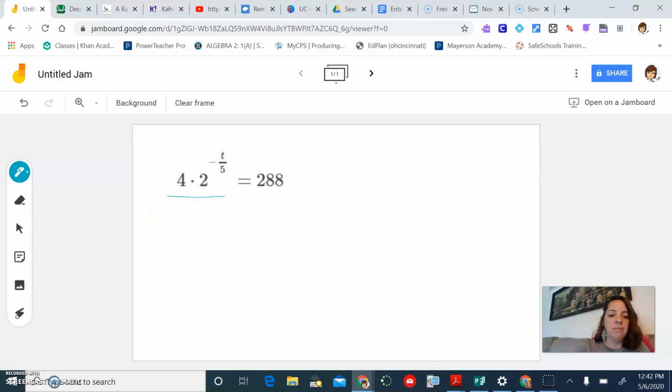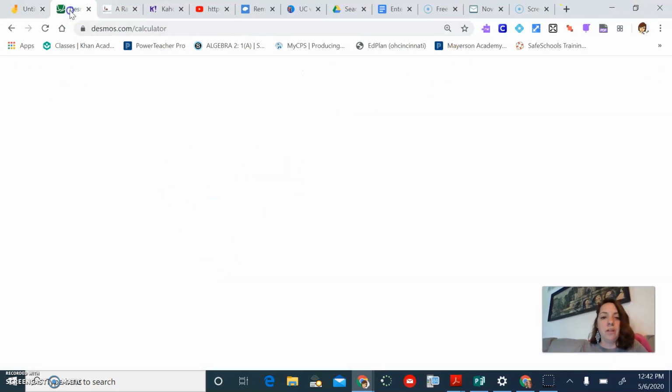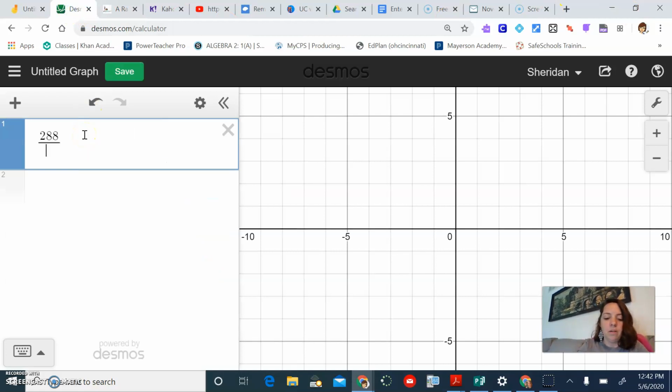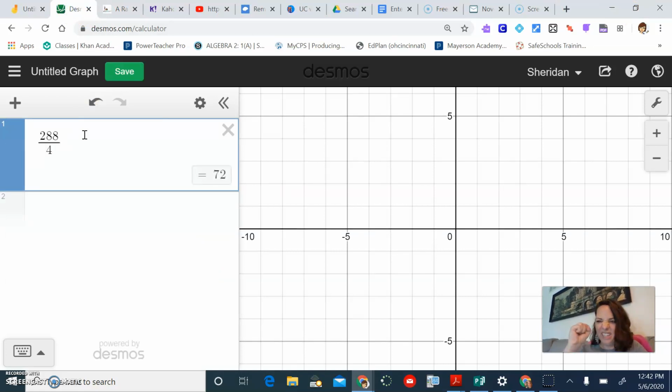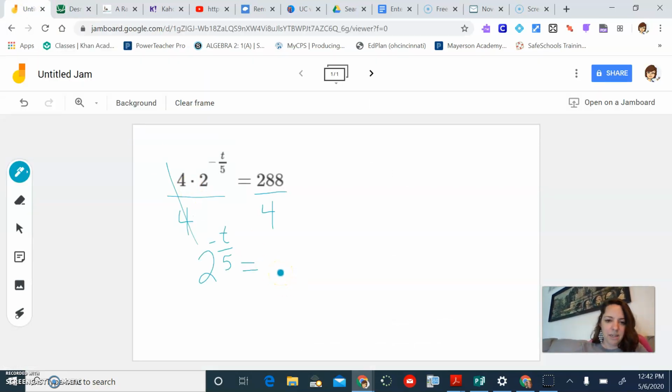It's being multiplied by 4, so we'll divide by 4 to get rid of it. So then we have on the left 2 to the negative t over 5 equals whatever 288 over 4 is. Now I think I can do that one in my head. I think it's 72, but let's double check to make sure I didn't go crazy. 288 divided by 4. Oh yeah, I did it. I get all excited when I can divide in my head because I can never do it. So 72.